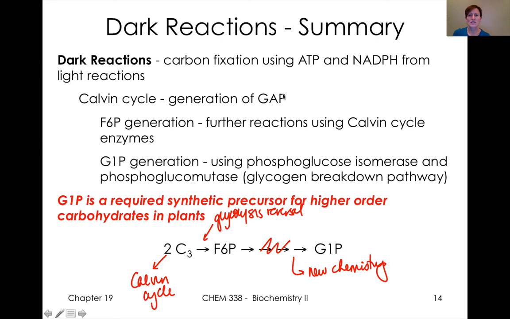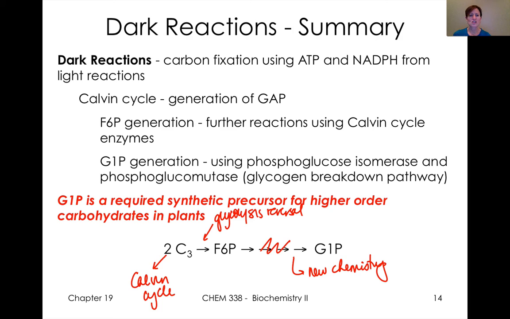After we've finished the Calvin cycle, we've generated GAP. So F6P can be generated using Calvin cycle enzymes. We can further generate that, again essentially reversing glycolysis. Further enzyme activity on GAP will generate F6P, and some new chemistry will allow us to generate G1P from F6P. And again, we're going to have what's called a phosphoglucose isomerase and then a phosphoglucomutase. These are similar to what is seen in the glycogen breakdown pathway. At the end of the day, we're going to get to G1P.